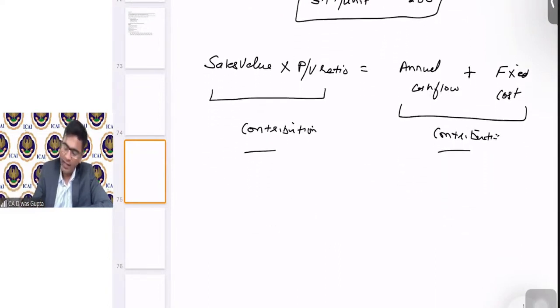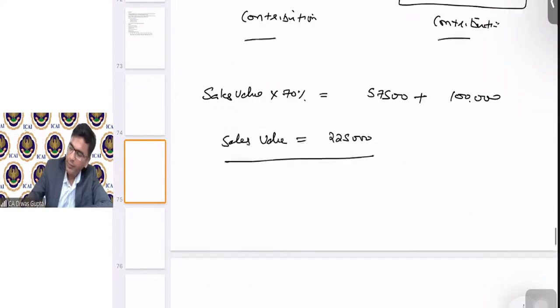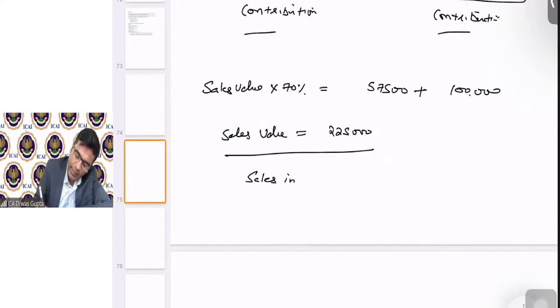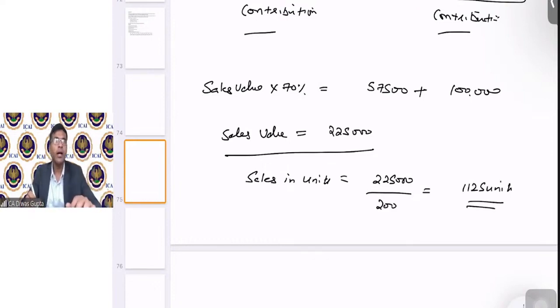Then can we put all the things in this? We don't have sales value. So sales value into 70% is equal to 57,500 plus annual fixed cost of 1 lakh. Solving this, sales value comes as 2,25,000, and hence sales in units will be 2,25,000 divided by 200, which is 1125 units. I hope this is clear, students.